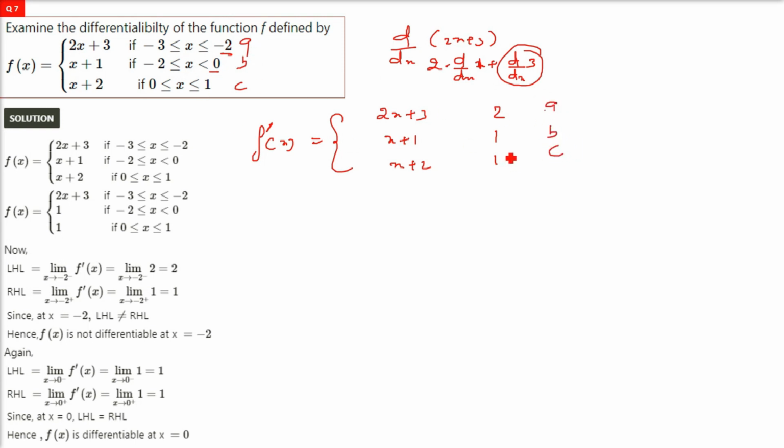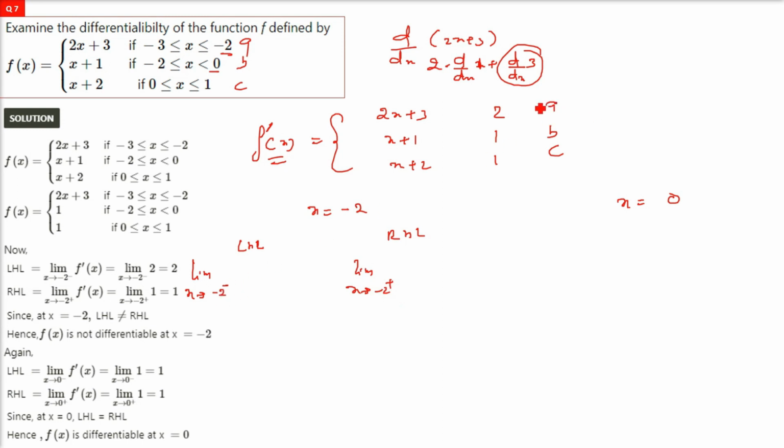Okay. Now left hand limit and right hand limit for the derivative we are going to find out. For f dash x, left hand derivative and right hand derivative we are going to compute. So we will check x equals minus 2 and x equals 0. We cannot check at negative 3 and 1. And this left hand limit for the derivative, we are not going to write LHD, it is LHL for the derivative. So it will be limit x tends to minus 2 minus, and limit x tends to minus 2 plus.